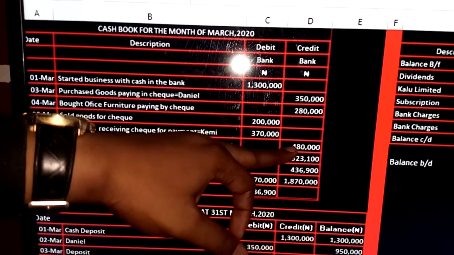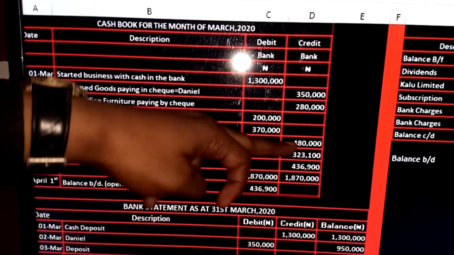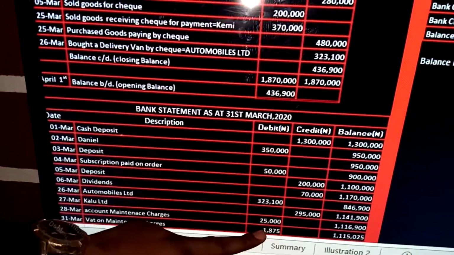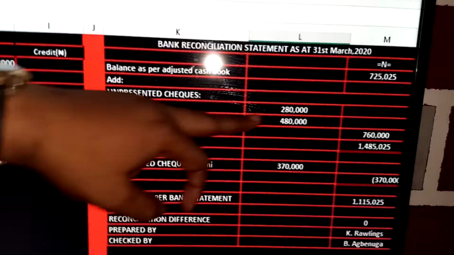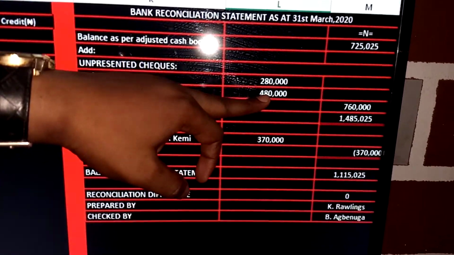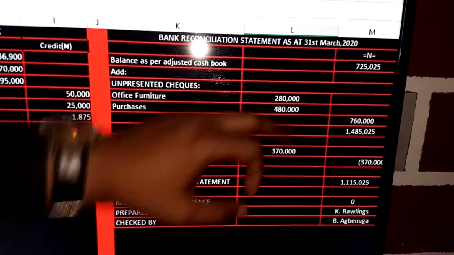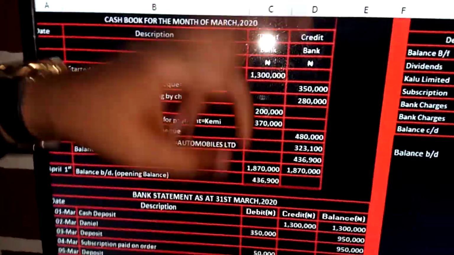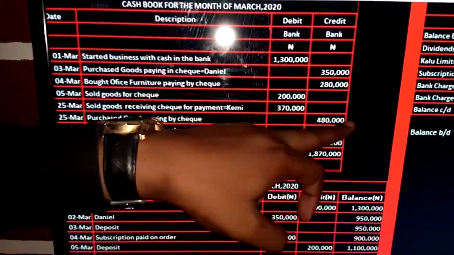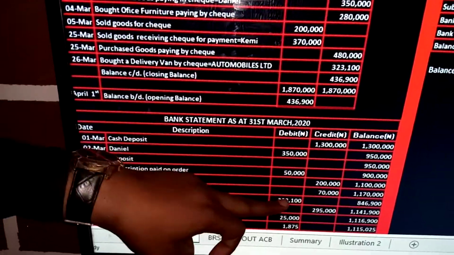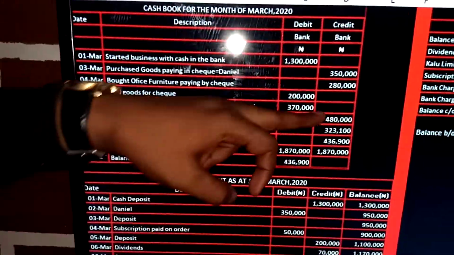480,000 is in the cash book. It's expected to be in the debit side of the bank statement. Is it there? No. So that's also an unpresented check. So we have purchases here, 480,000. That is what we have as a description in the cash book. Purchases 480,000. So is there any other item? Let's come and check. So we've done 350, 280 has been picked. That's the office furniture. 480, that's the purchases by check. 323,100. Is it in the debit side? Yes. So that clears it. I think that's the last item there.